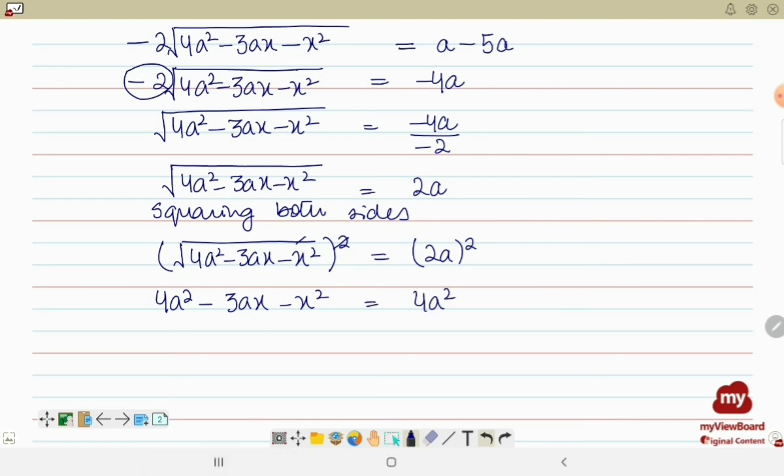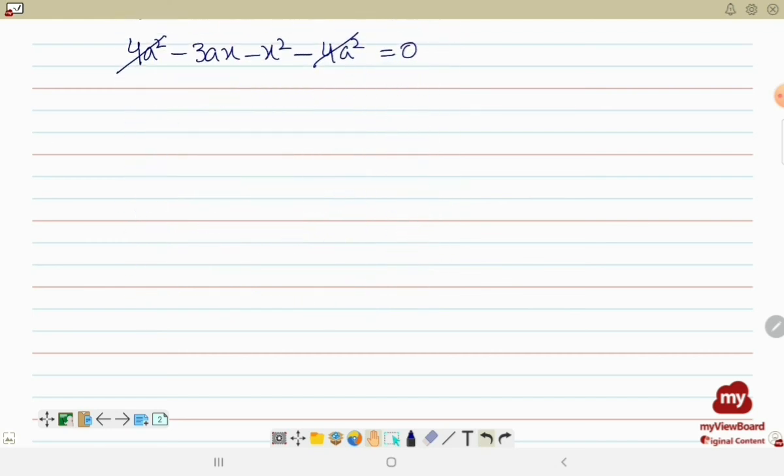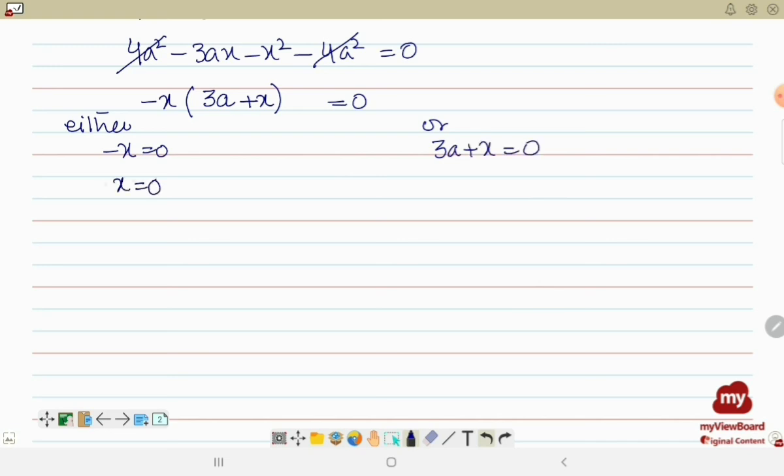Let's solve it further. 4a square minus 3ax minus x square, and this 4a square, let's move it to the other side. 4a square will get cancelled by 4a square, and we are left with, let's say, we can take minus x as common. From here we are left with 3a plus x, which equals 0. So either we'll write minus x equals 0, or we can write 3a plus x equals 0.